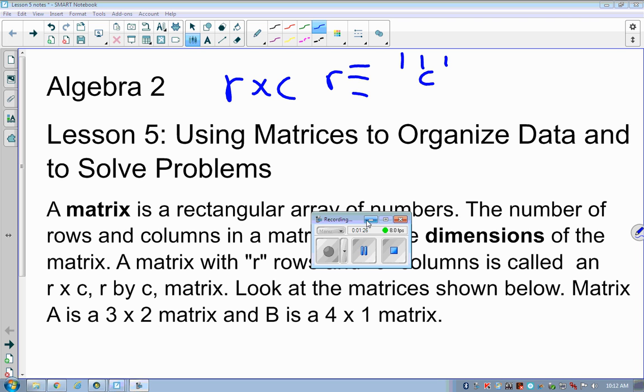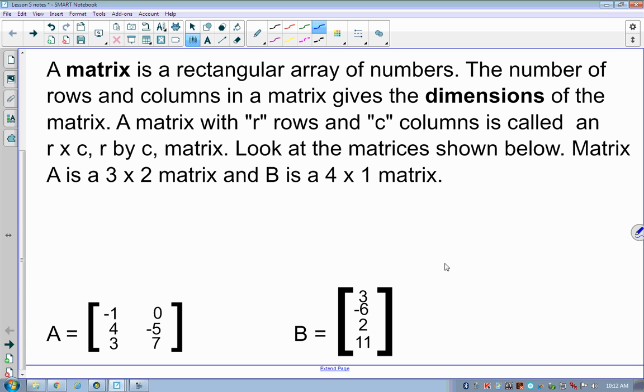Got it. All right. So we've got rows and columns, called an R by C matrix. Either R times C or R by C. We will look at the matrices shown here in a little bit, as matrix A is a 3 by 2 and matrix B is a 4 by 1. Yeah, here we go. So here's an example of a matrix. It's got 3 rows, 2 columns. Over here I've got a 4 by 1, 4 rows, 1 column.